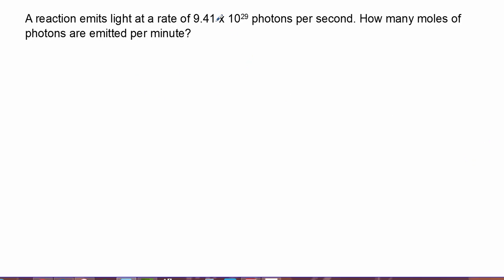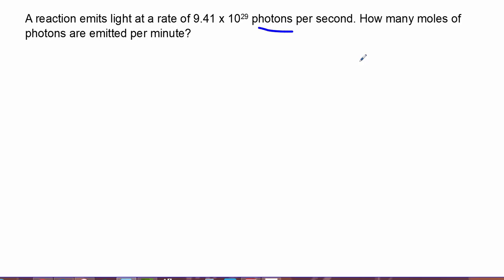So this question says, a reaction emits light at a rate of 9.41 times 10 to the 29 photons per second. Okay, how many moles of photons are emitted per minute? So it's okay if we're not working in atoms here or molecules. A photon of light is a perfectly acceptable unit as well. And remember, Avogadro's number can be used for anything. So a mole of photons is equal to 6.02 times 10 to the 23 photons. It works just the same as it would for an atom or molecule.